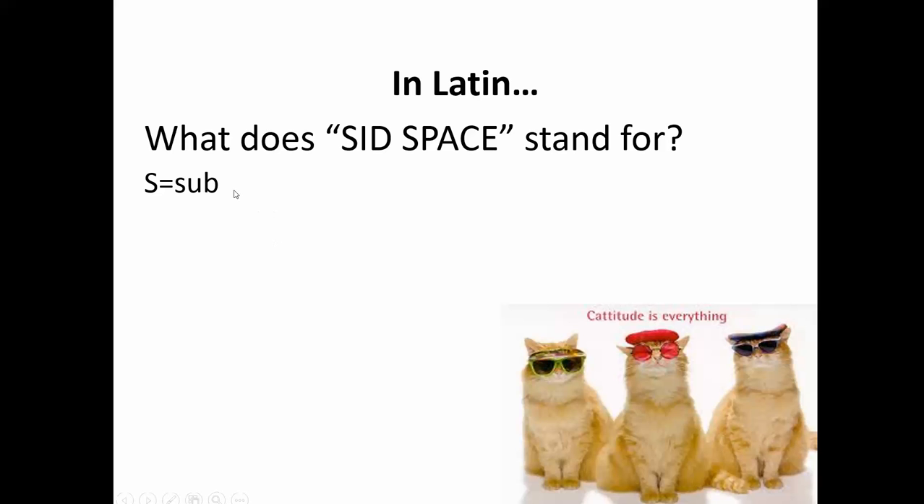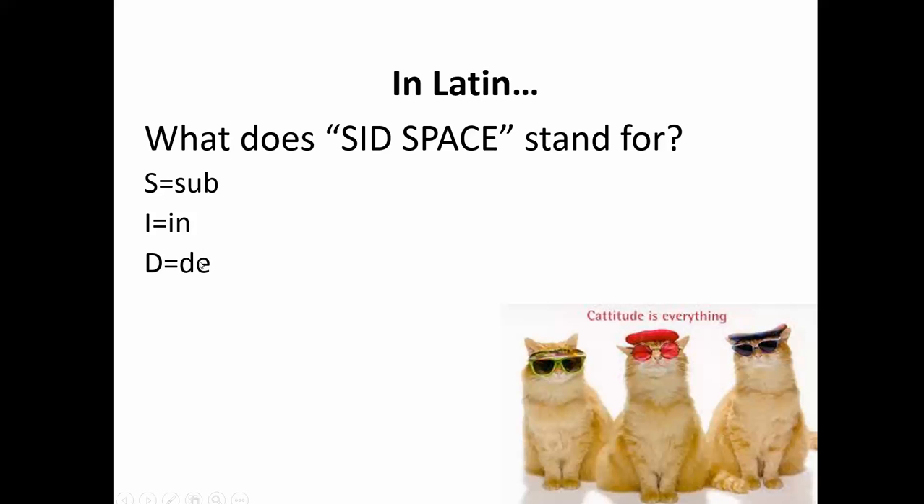So S is for sub, which means under. I is for in, when it means in or on. So if I see in with the ablative, it means in or on. If I see in with the accusative, it means into or onto. And that's also important, so I'll repeat it again. If I see in with the ablative, it means in or on. If I see in with the accusative, it means into or onto, that motion toward. We learned that a few stages ago.